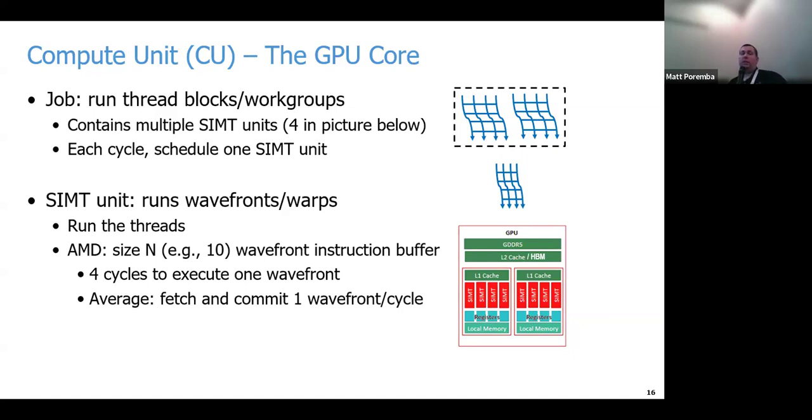How you size these SIMT units depends on the hardware and what you're trying to do. In AMD GPUs, that size is N. For example, N could be 10 for what we call the wavefront instruction buffer, which essentially means the instructions that we're trying to execute on a given SIMT unit at a time. And we can say it'll take some number of cycles, like four, to execute a single wavefront, with the goal being that we fetch and commit one wavefront per cycle.